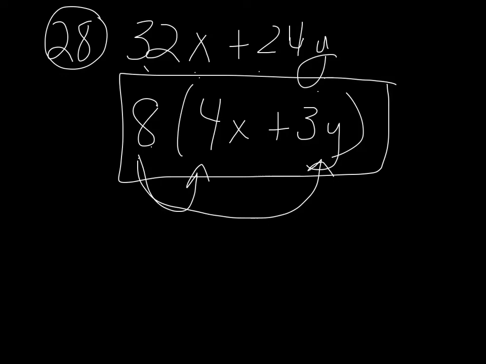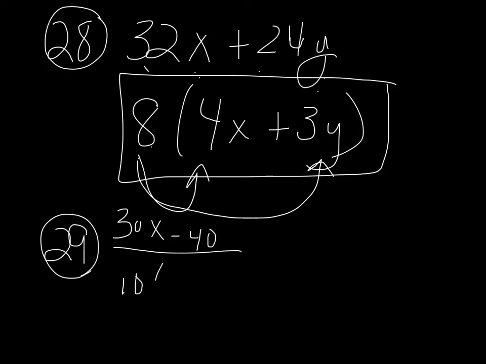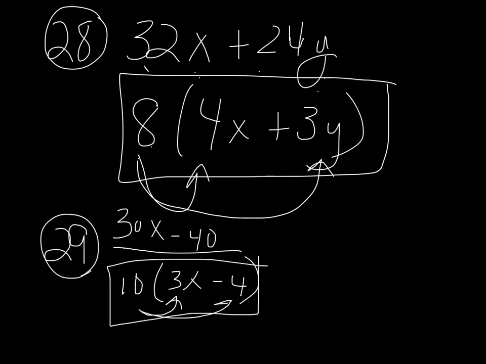And 29, looking at that, is 30x minus 40. And I can pull out a 10 on both these. So pull out a 10, I get left with 3x minus 4. And if I re-multiplied, I'd go 10 times 3x is 30x. 10 times negative 4. Sure enough, that's correct. Box that in.